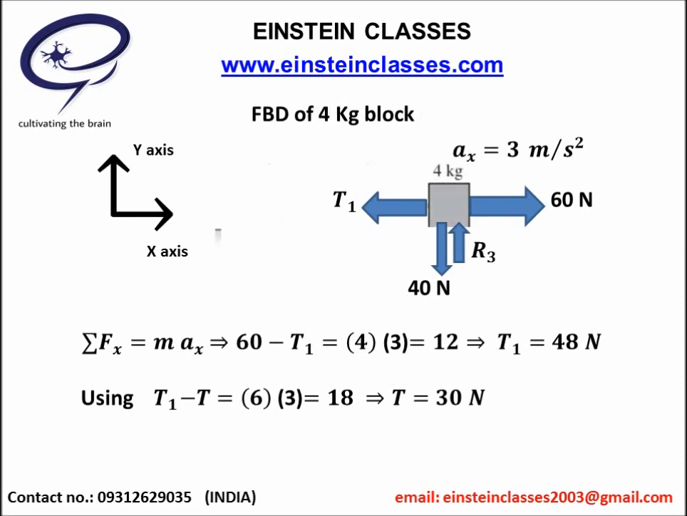Now to find T1, draw FBD of block of mass 4 kg, which you can see. Apply Newton's second law along x-axis and get the value of T1. The value of T1 is 48 Newton. Now, from T1 minus T equals to 18, get the value of T.